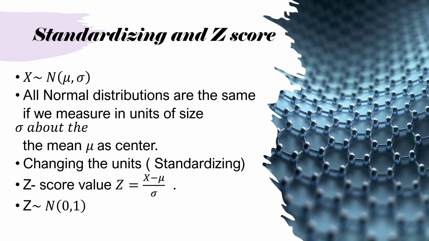Changing the units is called standardizing, and the standardized value is also called the z-score value, which is z equals x minus mu by sigma. So this is the formula to find the z-score, or if you would like to standardize, we need this formula z equals x minus mu by sigma. Once we use this z-score, the converted standardized normal variable will have a normal distribution with mean 0 and standard deviation 1.